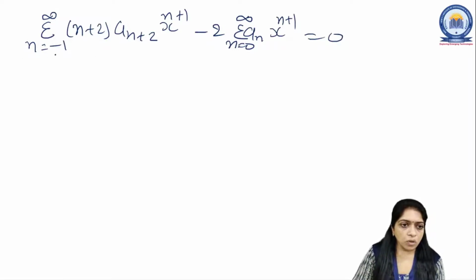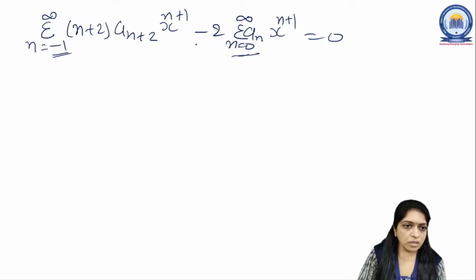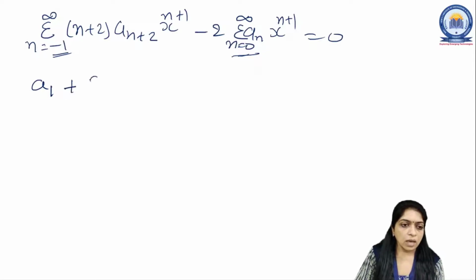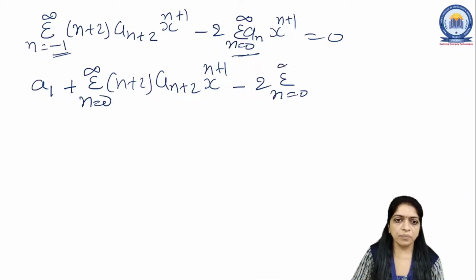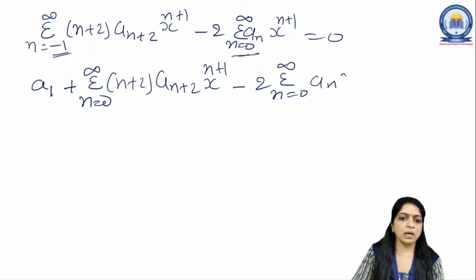So here both the initial points are different. So I am putting n equal to minus 1 in the first term, and by putting n equal to minus 1 in the first term, I have just a1. Then I am writing summation n from 0 to infinity n plus 2 an plus 2 x raised to n plus 1, minus 2 times summation n from 0 to infinity an x raised to n plus 1 equal to 0.